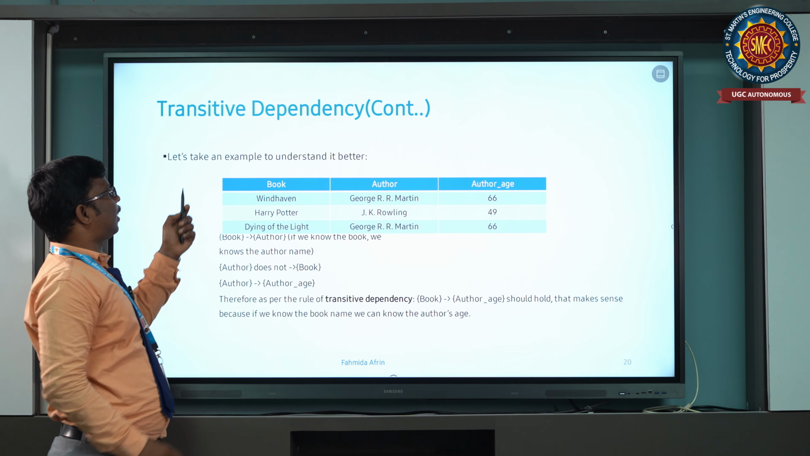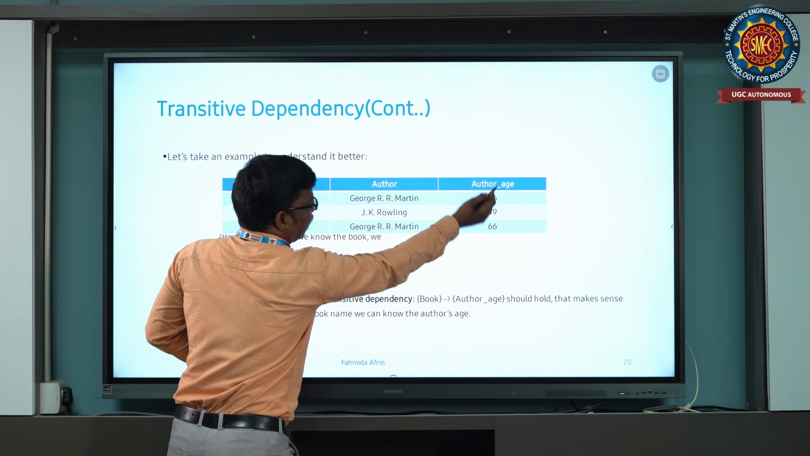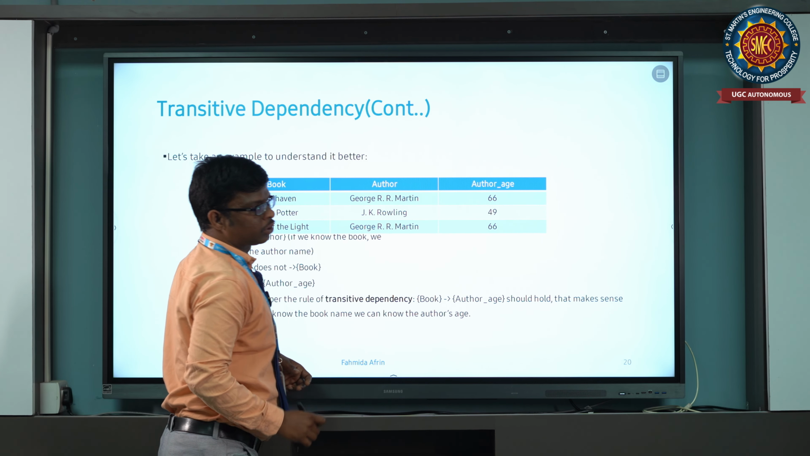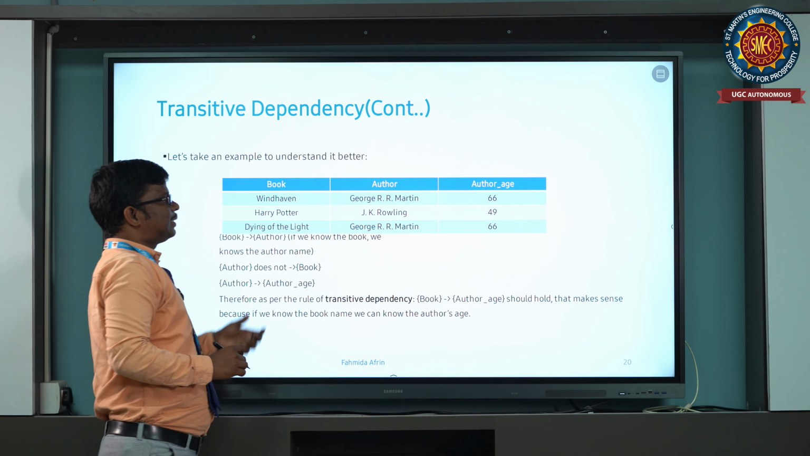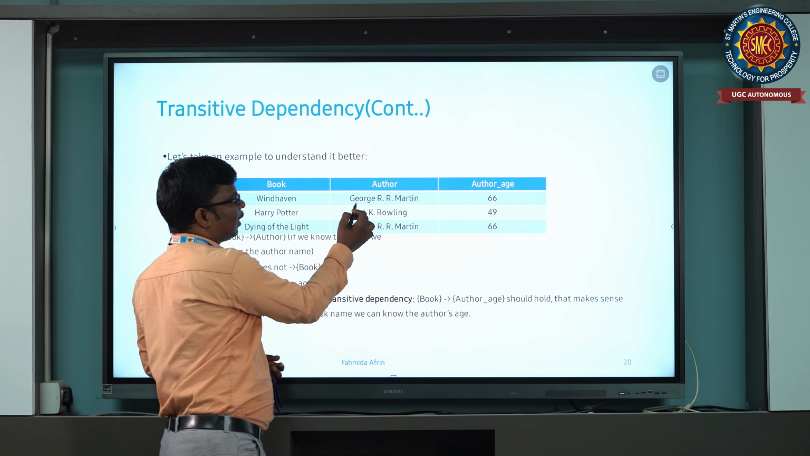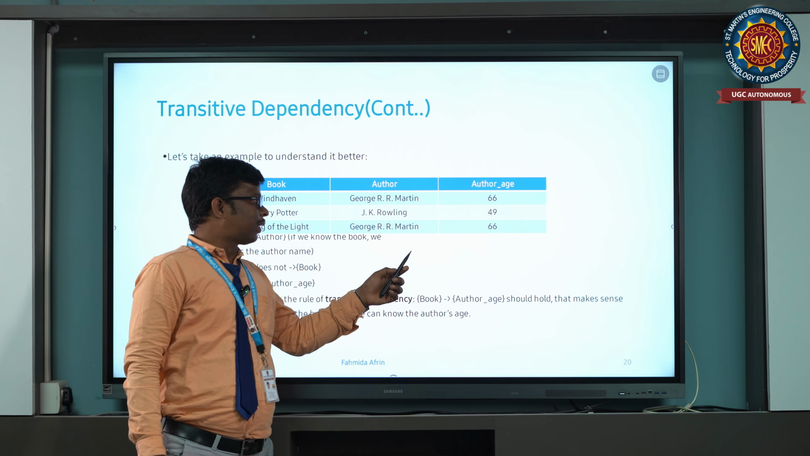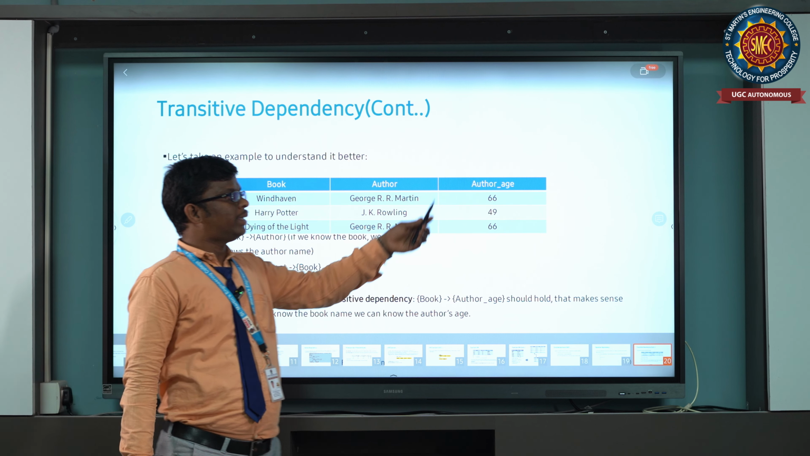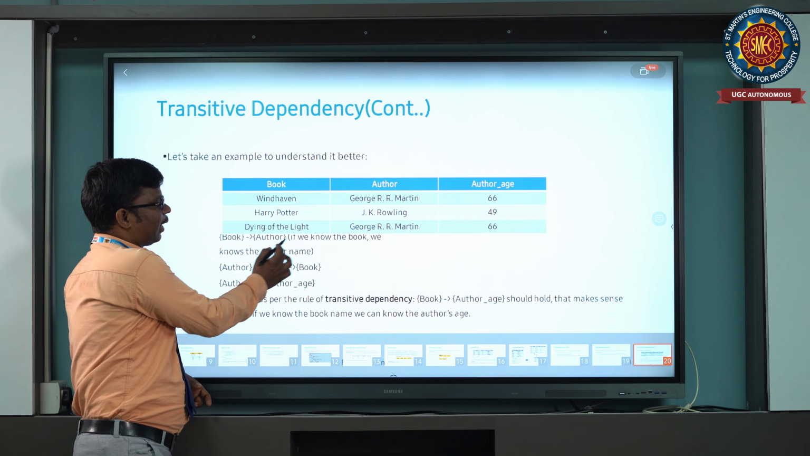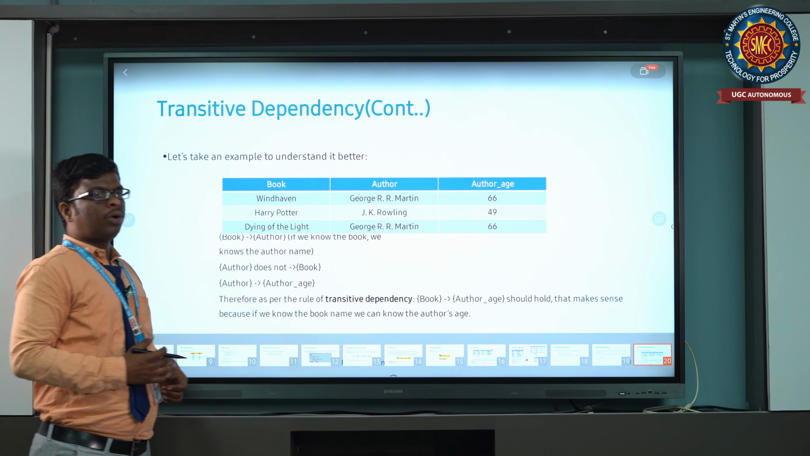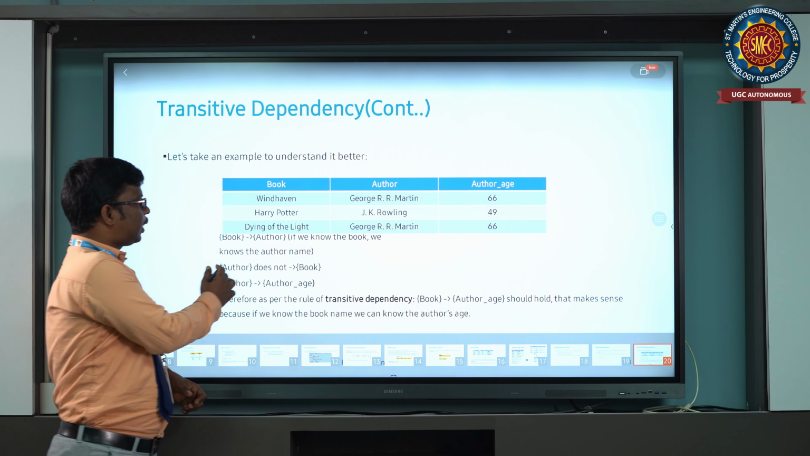So you can observe here. Let's take an example to understand better. Here book, author, age. We have three attributes. In that we have Vidwan, Harry Potter, Dying of the Light. These are the books. Then the authors are George R. Martin, J.K. Rowling, and George R. Martin. These are the authors, and their ages are 66, 49, 66. Here book determines author: when we know the book, we can know the author.